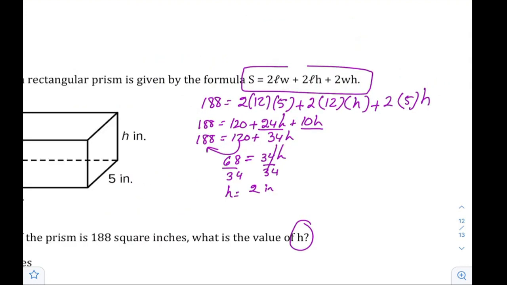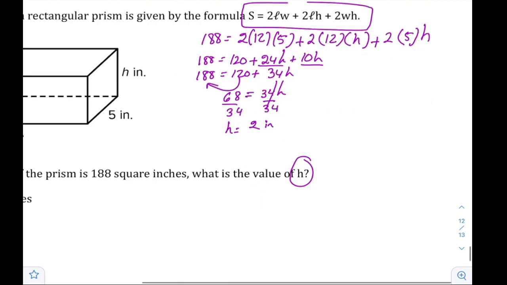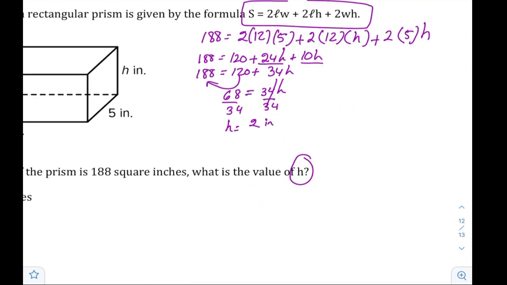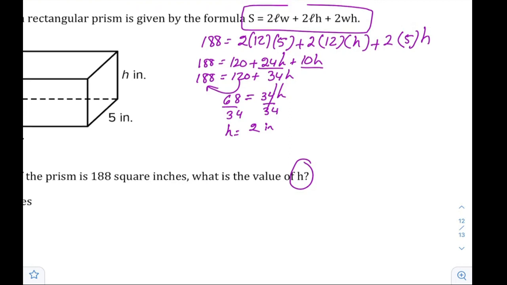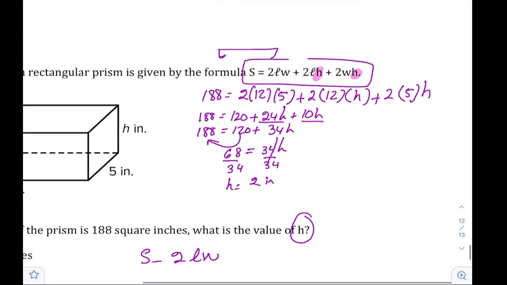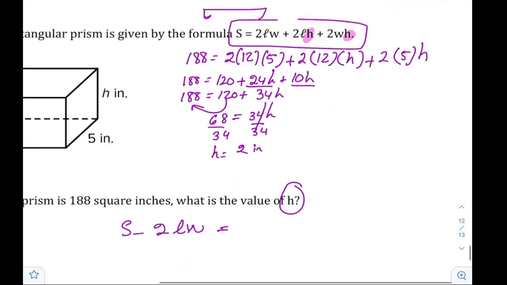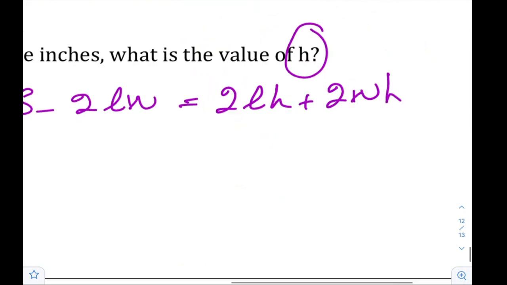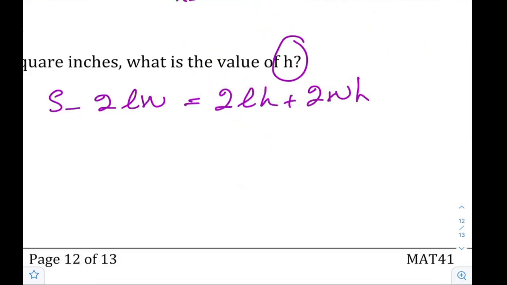But what if you are asked to solve for H? Let's extend the idea. We want H alone. So what will you do? We need to isolate the H. Keep the H alone. So S minus 2LW. I'll take the 2LW to the other side. Equals 2LH plus 2WH. Now, unfortunately, you don't know them here, and you are only dealing with variables.